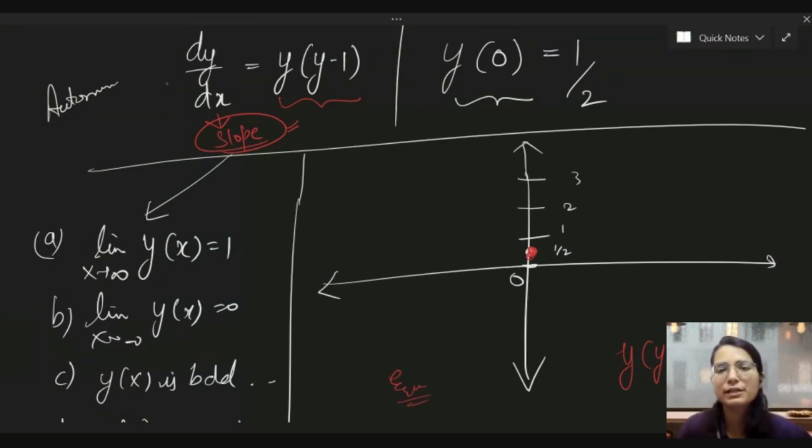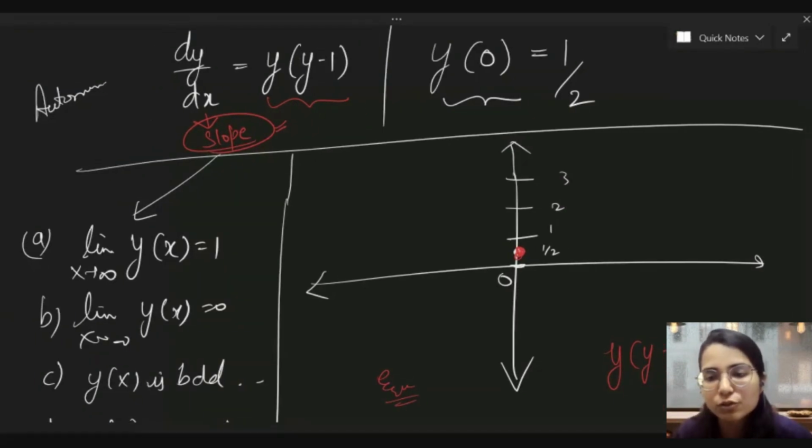How will they help us? Let me tell you. You need to draw horizontal lines. I mean, y is equal to 0 is something you need to draw, and y is equal to 1 is something you need to draw.